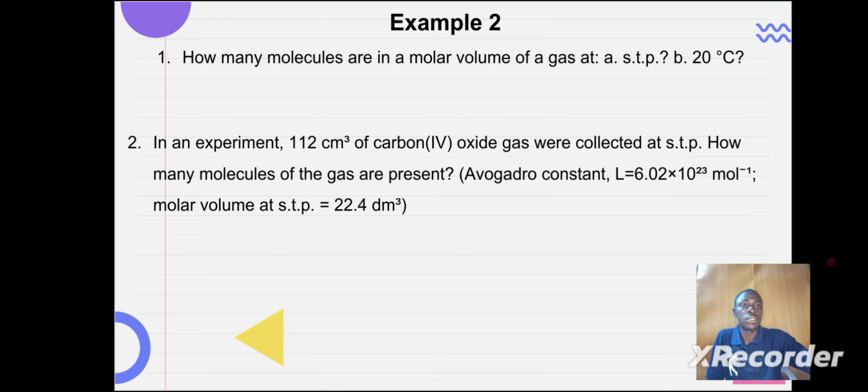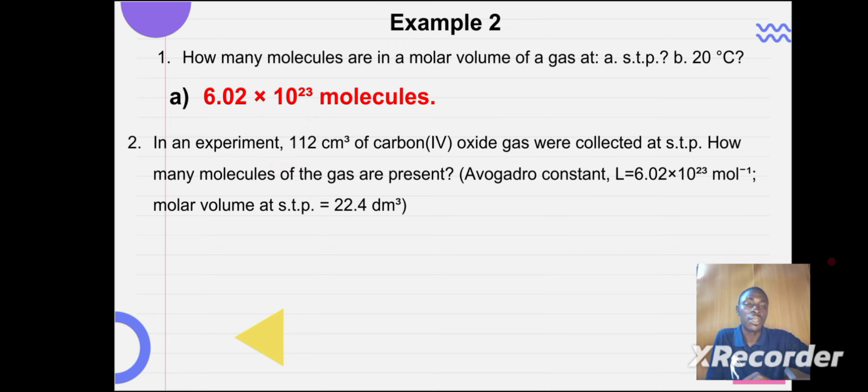Question 1 says, how many molecules are in a molar volume of a gas at standard temperature and pressure? So based on our previous discussion, at standard temperature and pressure, one mole of any gas will occupy a volume of 22.4 dm cube and would have 6.02 times 10 raised to the power 23 molecules. Very, very important.